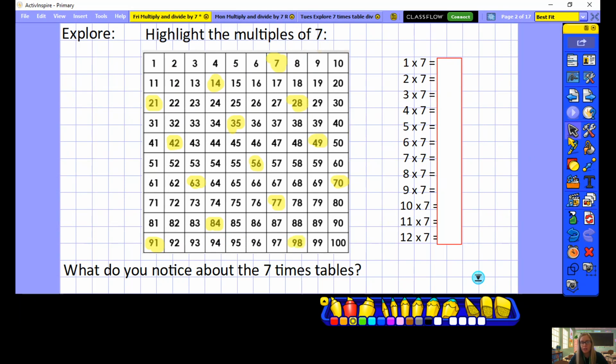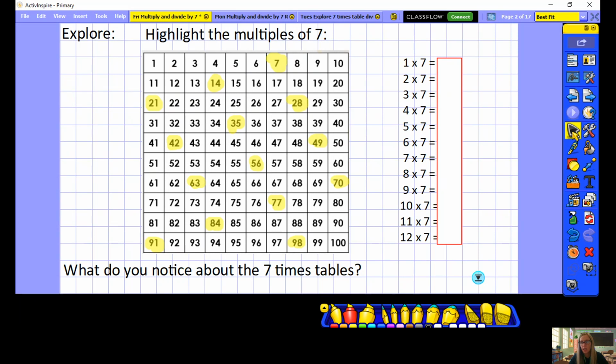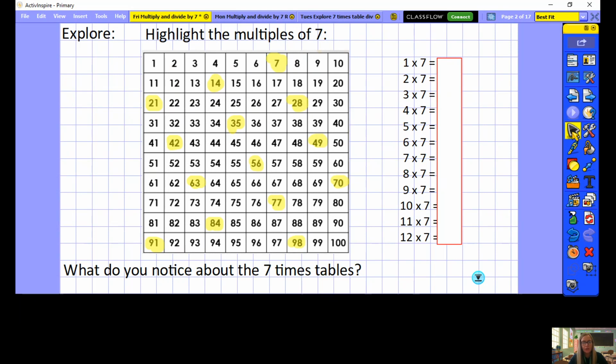So the question at the bottom there says, what do you notice about the 7 times tables? Just pause the video and do you notice anything about, are there any patterns in the 7 times table? Particularly, I'll give you a hint, anything to do with the odd and even numbers. So pause the video now while you have a look at these.